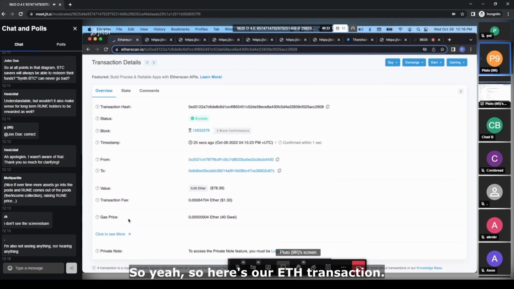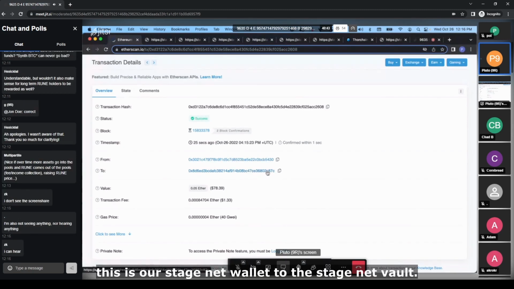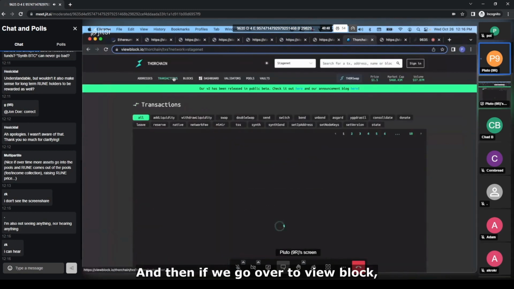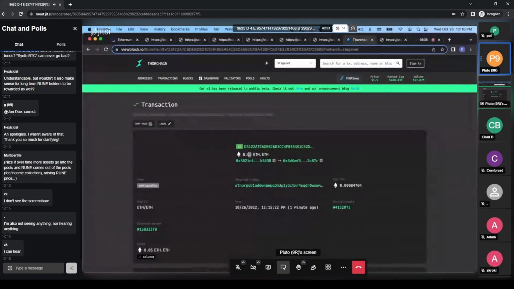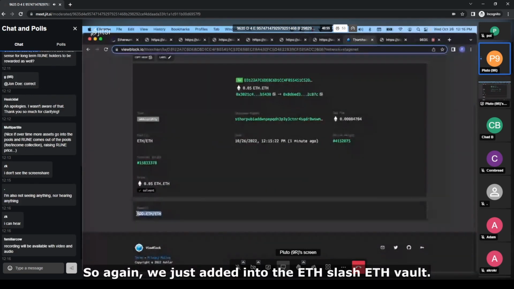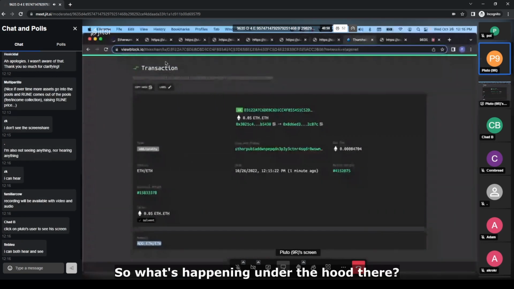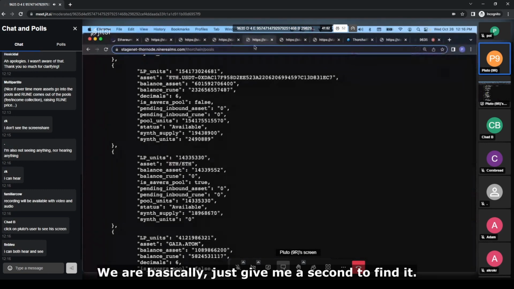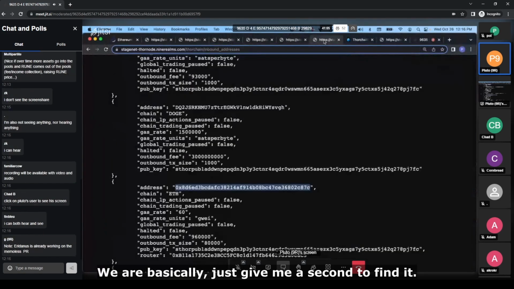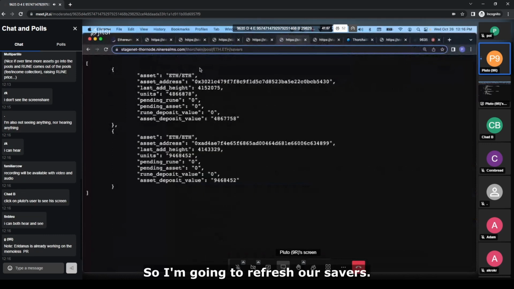So here's our ETH transaction. This is just L1 ETH, a vanilla send from our StageNet wallet to the StageNet vault. And then if we go over to view block, we'll be able to see this add liquidity here. So again, we just added into the ETH/ETH vault. So what's happening under the hood there? Just give me a second to find it. All right, so I'm going to refresh our savers.